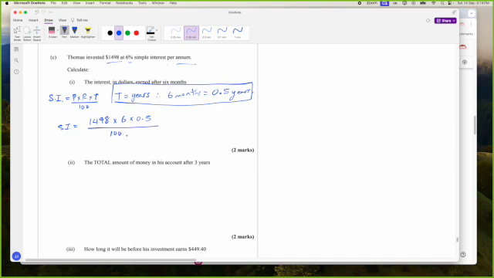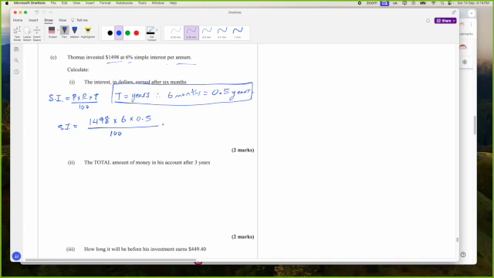Let's punch that in. Anybody want to do my calculator duty for me? Tony, you could do my calculator duty. You could be my calculator lady. Alicia, you could be my calculator lady.